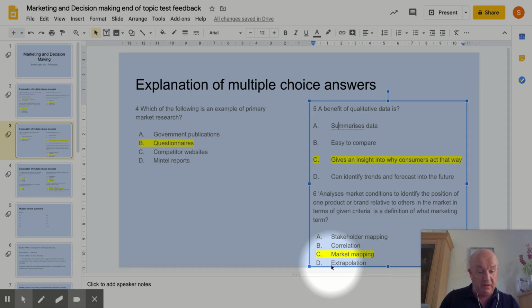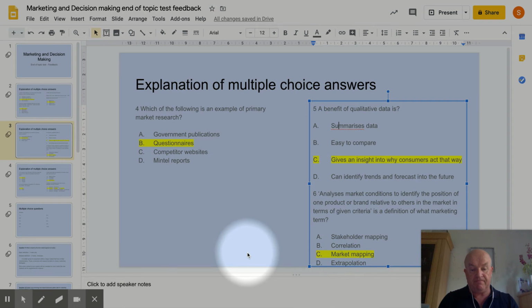So market mapping, thinking about market mapping, and maybe you may remember that we did that with the car industry in one of the examples. And that's where you're basically looking at the position of a product relative to a couple of different criteria, and then trying to spot whether there's any sort of gaps in the market that you can satisfy better than somebody else is doing at the moment. So for question number 6, the answer would be C, market mapping.